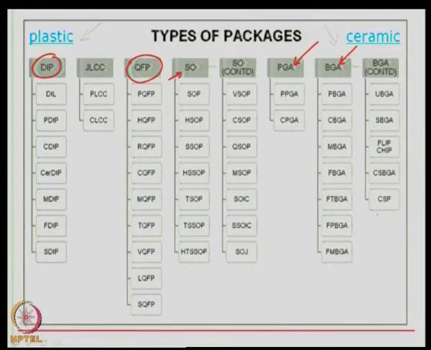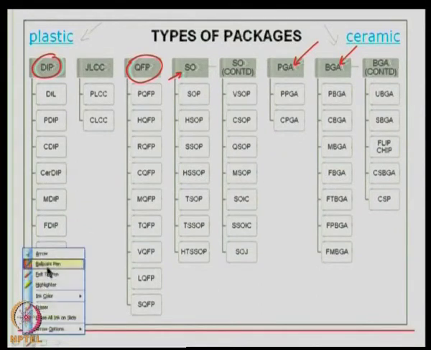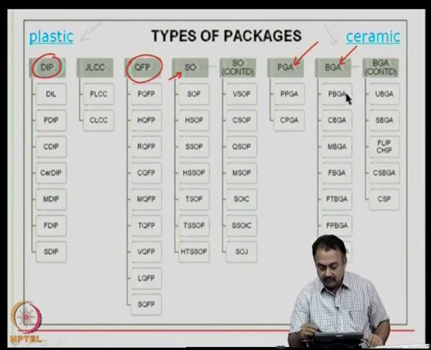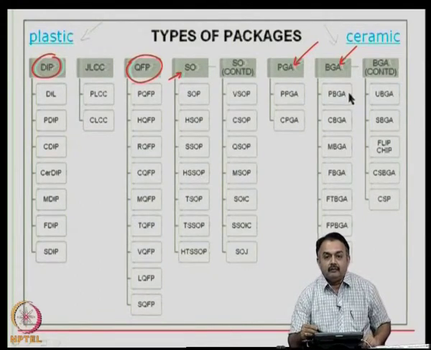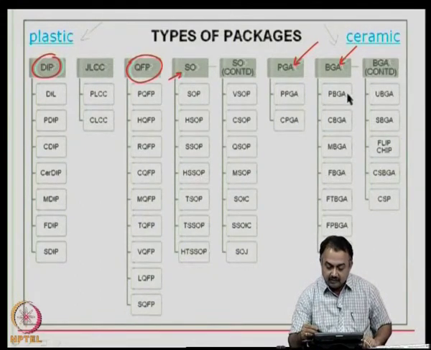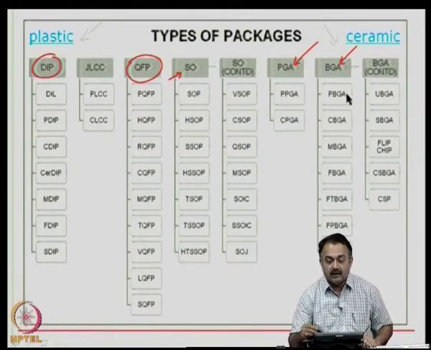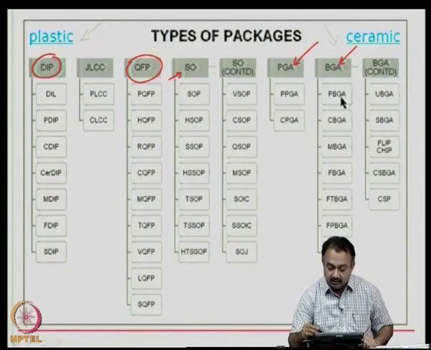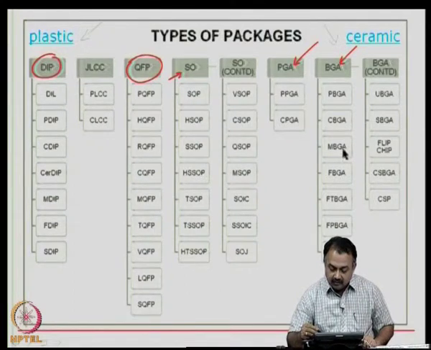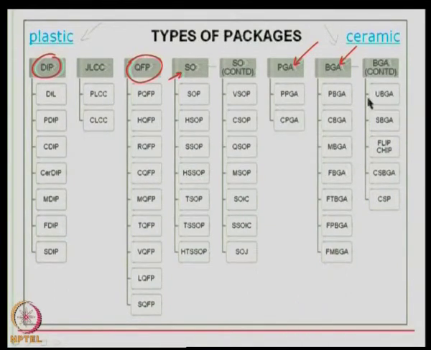So, if you look at the ball grid array here, you can see the number of packages that are available under the general heading of ball grid arrays. You have PBGA, which means it is a plastic ball grid array, CBGA means it is a ceramic ball grid array, MBGA is a metal ball grid array. Then you have various classifications like that, including flip chip.